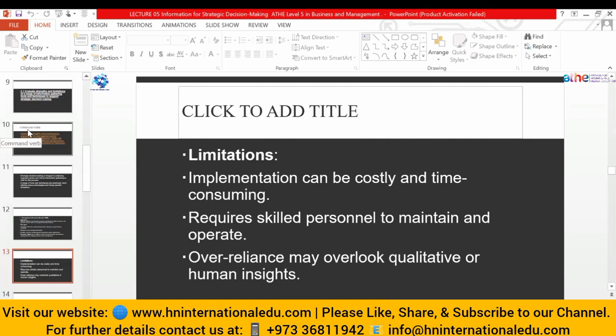Over-reliance may overlook qualitative or human insights. Why? Because you are more into the automation rather than manual working or human power. Everything is instilled in the system.